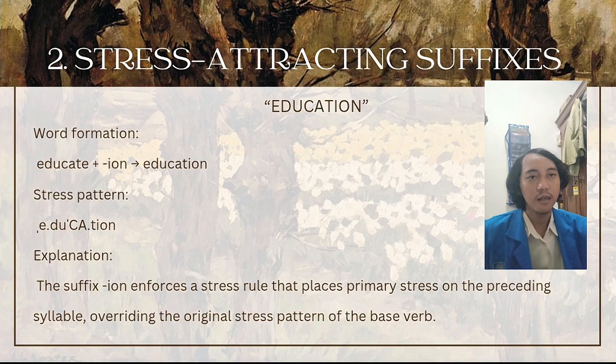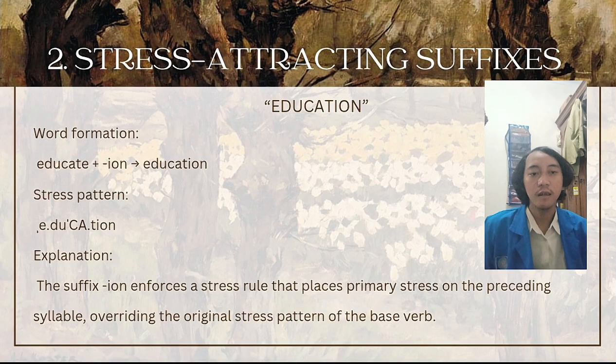The second, stress attracting suffixes. The first example is education. Word formation: educate plus ion becomes education. Stress pattern: education. Explanation: the suffix ion enforces a stress rule that places primary stress on the preceding syllable, overriding the original stress pattern of the base verb.